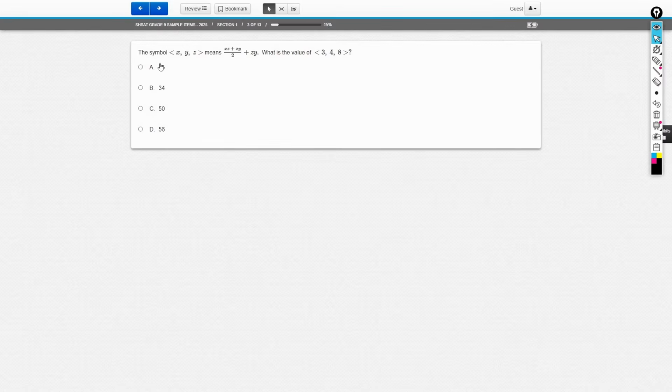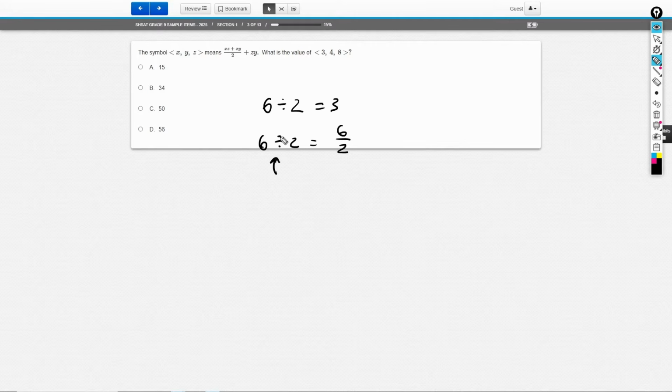Moving on, it says that the symbol of x, y, z means to put x times z plus x plus y, plus x times y over 2 plus xy. So essentially, this is what we call symbology, right? The same way that a division sign, for example, 6 divided by 2 is 3. 6 divided by 2 is the same thing as 6 over 2. This math symbol we know to be the division symbol. The division symbol tells us, if we have A divided by B, to put A in the numerator and B in the denominator and then evaluate that.